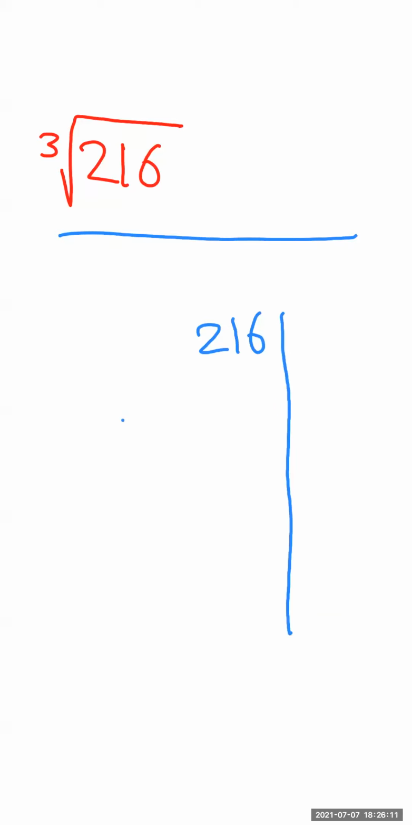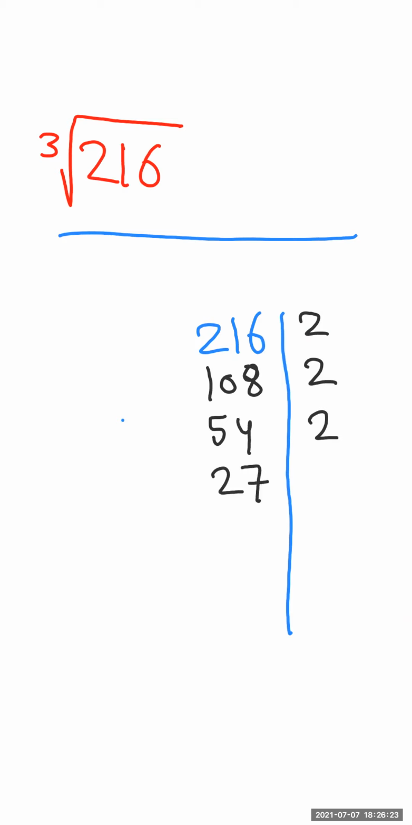So simply, I can divide it by 2, so it will equal 108. Then again by 2, it will equal 54. Divide it one more time by 2, it will equal 27. 27 is not divisible by 2, then I can try to divide it by 3. Yes, it's divisible by 3. Then divide it by 3, it will equal 9. Then again by 3, it will equal 3. Then 3 by 3 will equal 1.